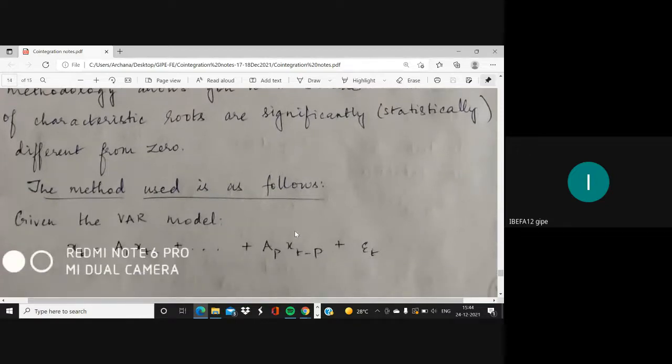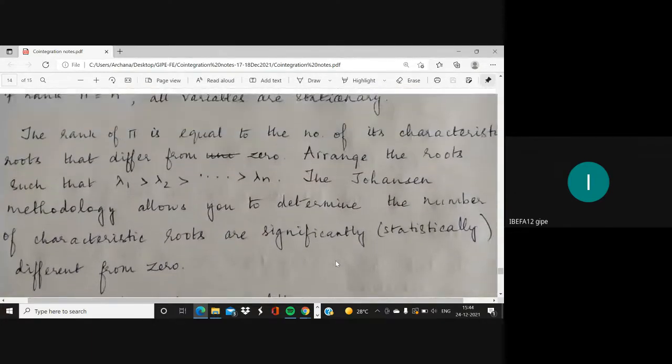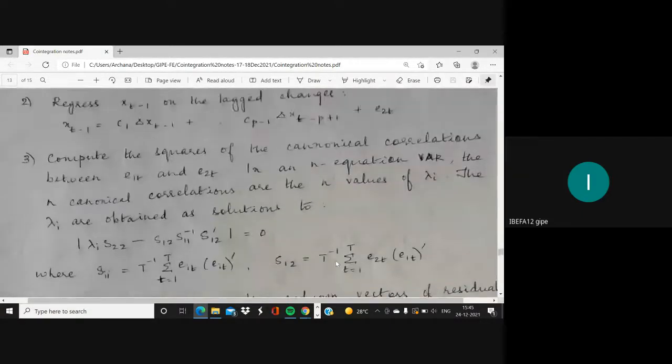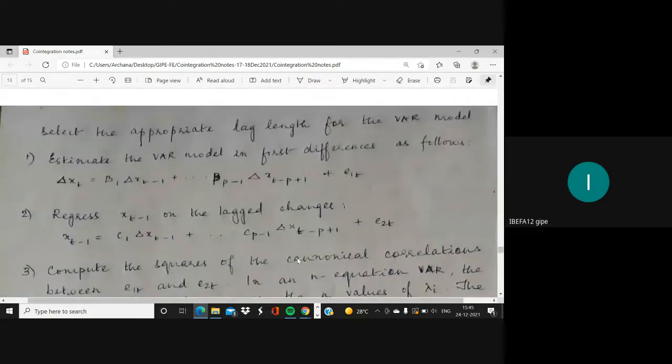So the method that is used is as follows. Here if you have a var model, which is a pth order var model, so there are p lags of all these n variables over here. So it's a pth order var model. Now to go back to the previous page, that's why I'm moving up. First, what we need to do is find the appropriate lag length for the var model. How can this be done? How can you select the lag length for the var model?